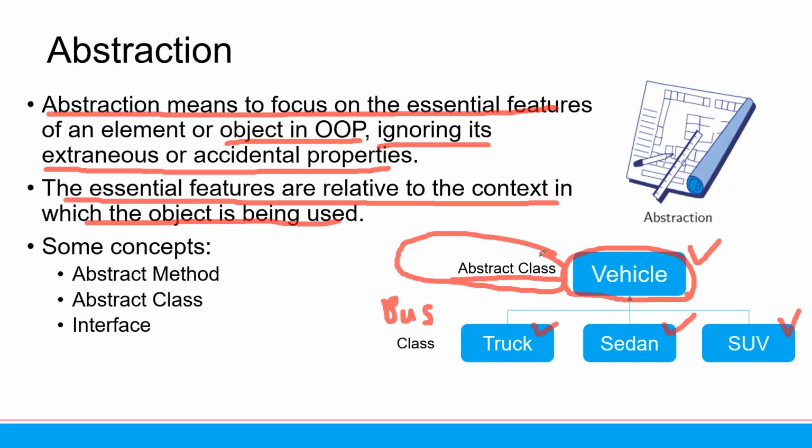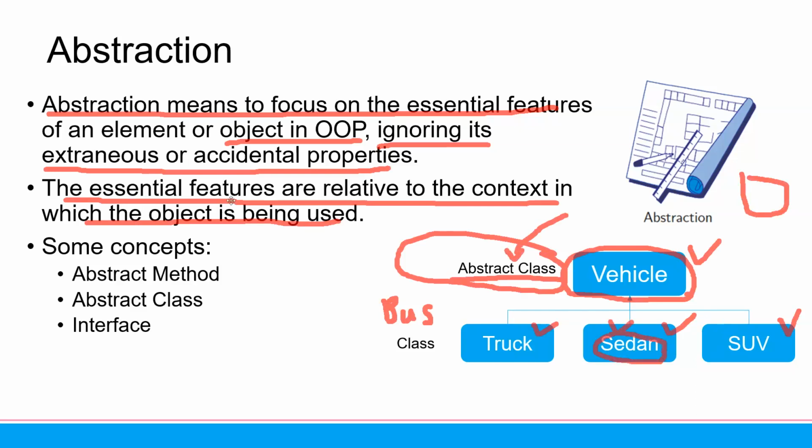So what is vehicle? Vehicle is something that has wheel. Vehicle is something that has steer. Vehicle is something that has seat. Vehicle is something that has window. So we can define everything. If it is general to the vehicle, we can put it into the abstract class. But if it is detailed or more specific to the sedan, we can put that in the sedan class.